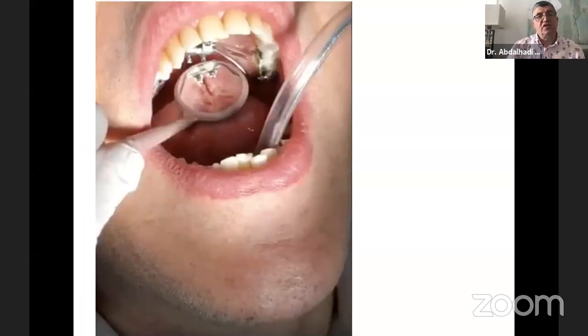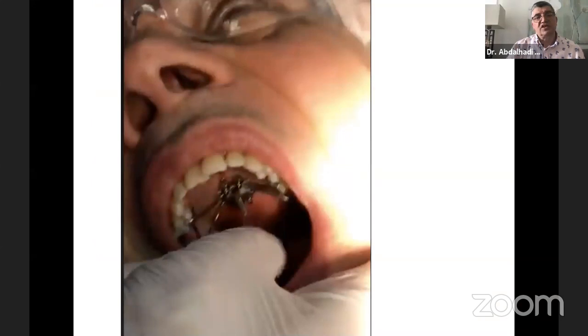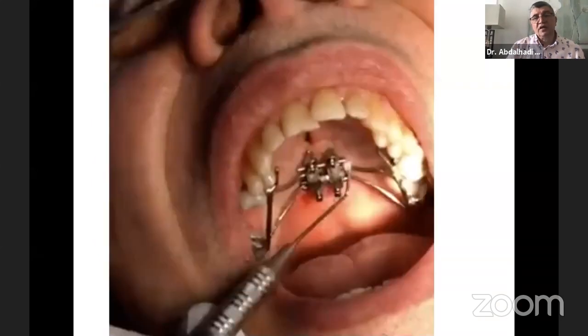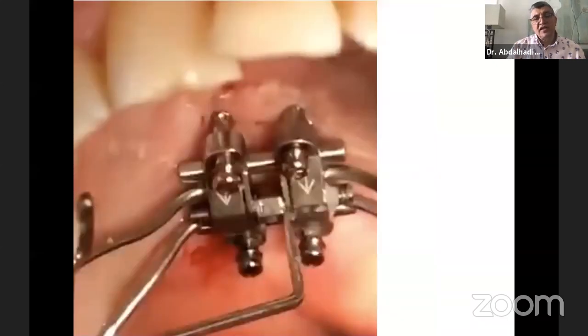And here I show you the photo of the Marpe with perforation, or with the surgery, microsurgery. And here I start the activation, 1, 2, 3. And here I show you the activation. You see the activation now. I have almost 3/4 of 1 millimeter on each side.